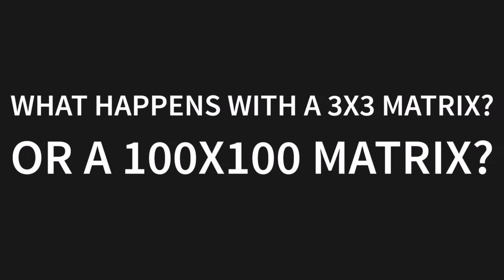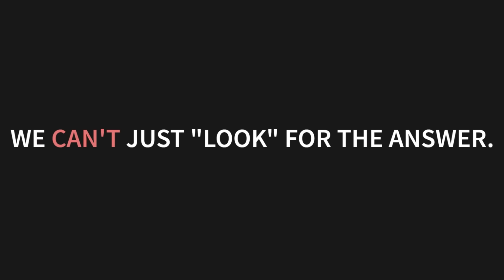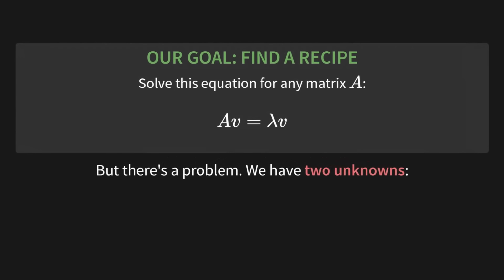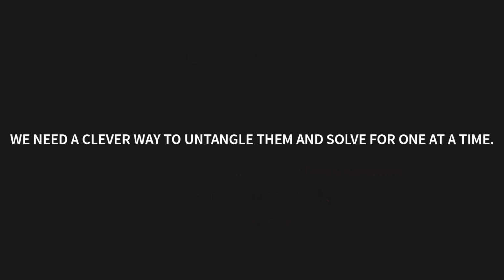Hunting for those special directions visually was interesting, but it's not a real strategy. What happens with a 3x3 matrix? Or a 100 by 100 matrix? We can't just look for the answer. We need a system, a process. Our goal is to find a recipe. We need to solve this equation for any matrix A. Av equals lambda v. But here is the challenge. We have two unknowns, the scalar eigenvalue lambda and the vector v. We need a clever way to untangle them and solve for one at a time.